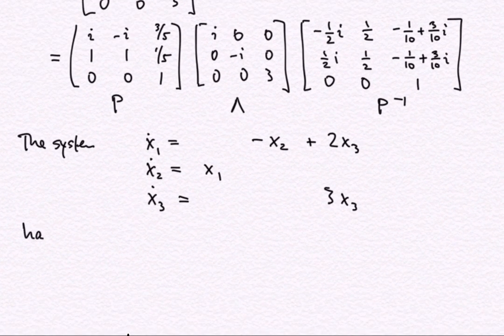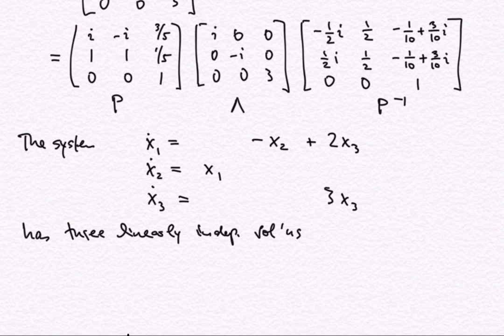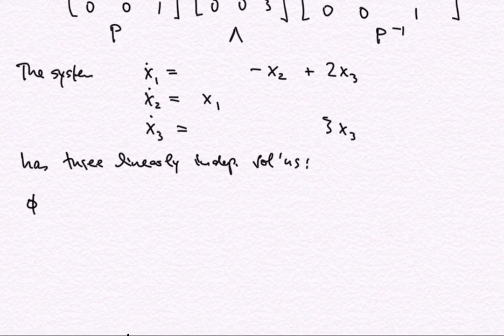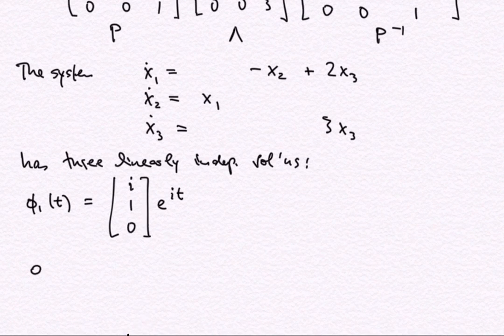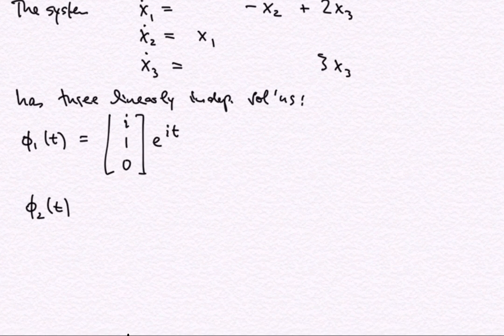This system again has now, as we can read from the eigenvalue decomposition, three linearly independent solutions. Phi 1 is a solution that is x1(t), x2(t), x3(t), is first eigenvector i, 1, 0 times e to the it. Second solution is minus i, 1, 0 times e to the minus it. That's a nice thing about complex eigenvalues. You get two for the price of one.